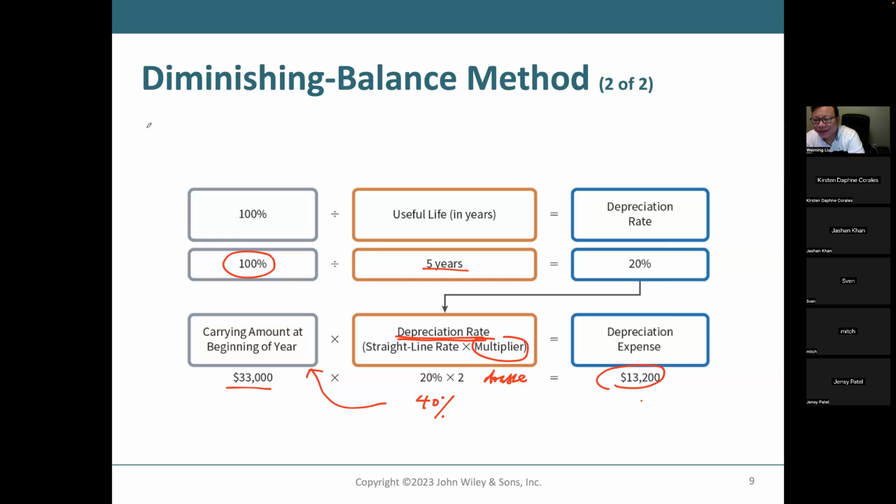Okay, what about next year? What is the value to start? This year is 33,000. And the next year, that number will be lower because of the depreciation, right? So what is the value for next year? How much has the value decreased in the first year? The amount of value decrease is 13,200.